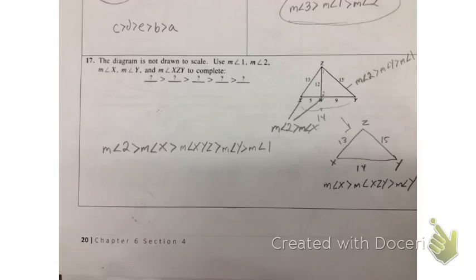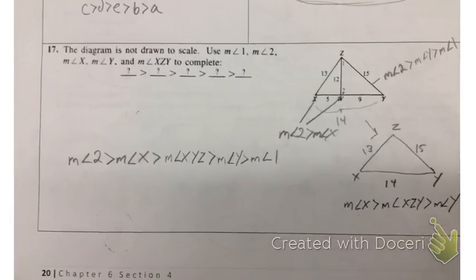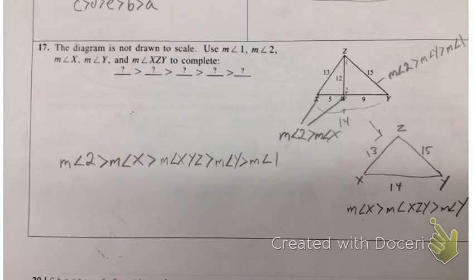So number 17, you had to do it triangle by triangle. We were asked to put all of those angles in order. What I did is I looked at the triangle with angle 2 and 1 in it, and I ranked the possible angles. I looked at the sides and I said, well, 15 is the biggest side, so measure of angle 2 is the biggest angle. So angle 2 is bigger than angle y, because y is across from 12, and finally it's bigger than angle 1. So I ranked that entire triangle.